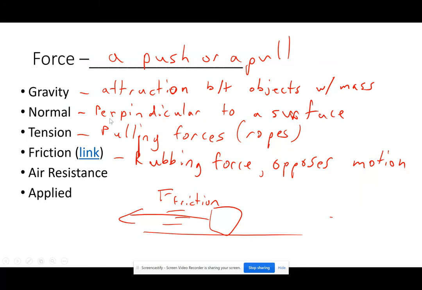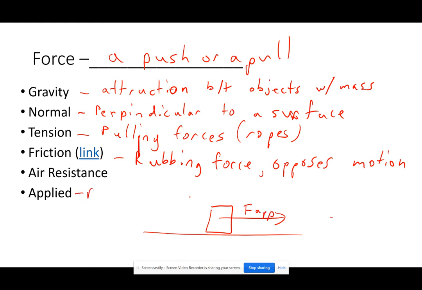Friction is a rubbing force that opposes motion. And it doesn't always happen when an object is not moving. Let's say I have an object that is standing still and I'm trying to push on it. We would call that an applied force. That's what an applied force is. It's a pushing force. And we call it applied because an object is applying the force to another object.